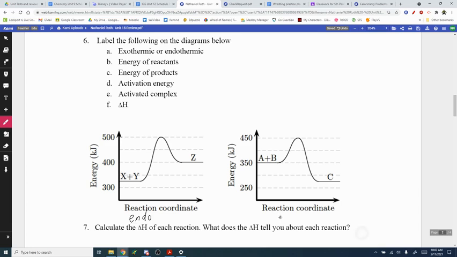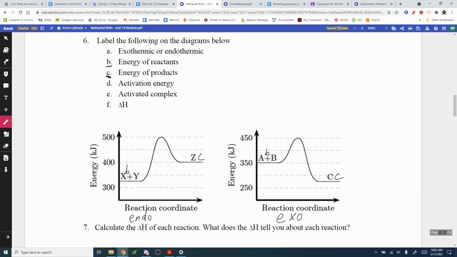Okay, so that means this one is exothermic because products have less energy than the reactants. Okay, next, energy of the reactants. Okay, so that's going to be at the very beginning. So that's this right here. Wherever it starts, that's the energy of the reactants. Energy of the products, that is this right here. Okay, sorry, that's why I wrote a C there. That's energy of the products, wherever it ends.